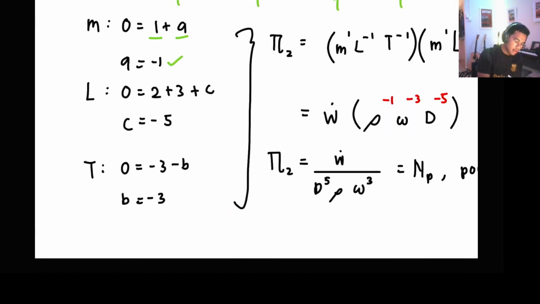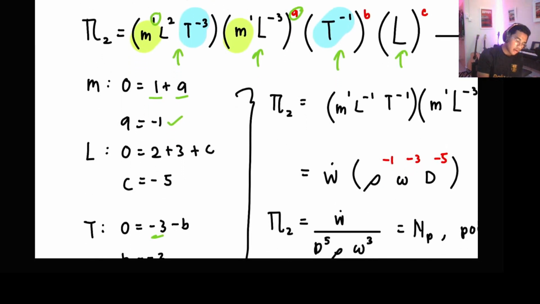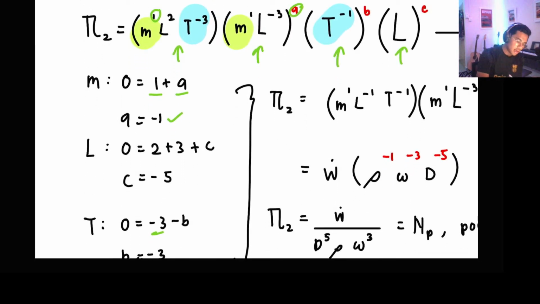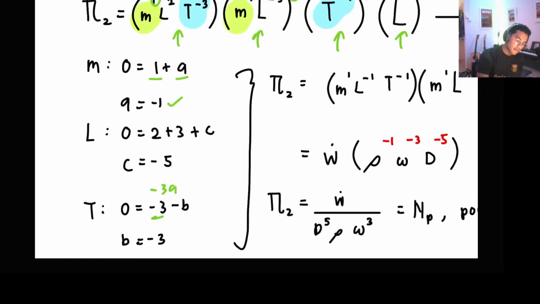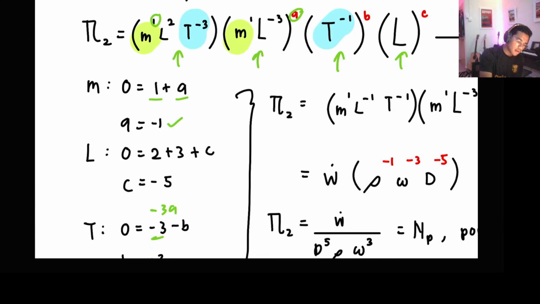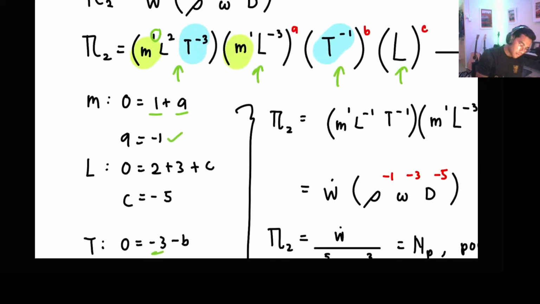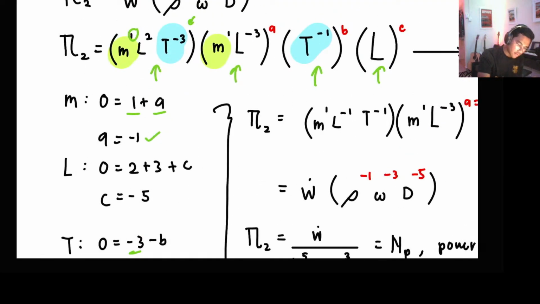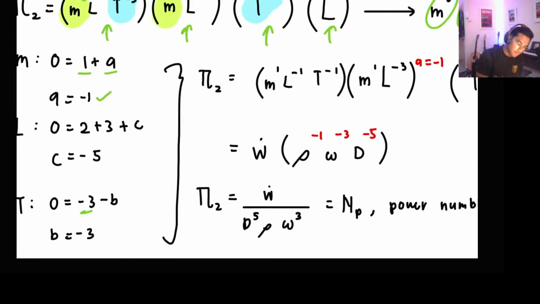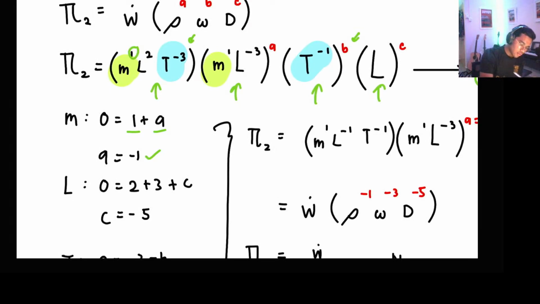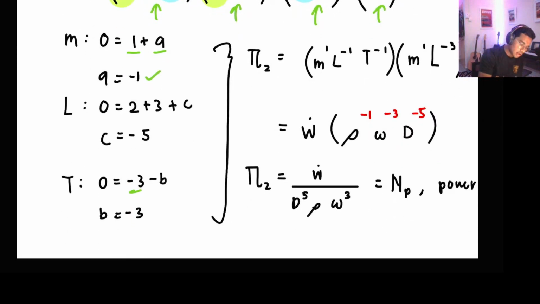Then we start with T. T is negative 3, negative 3A minus B. Negative 3 from here, and also from here negative B. So B is equal to negative 3. Then L: 2 minus 3A plus C.